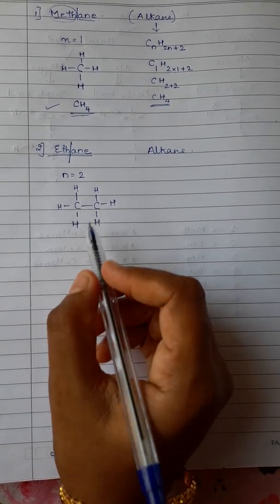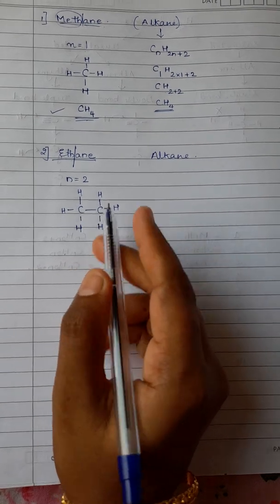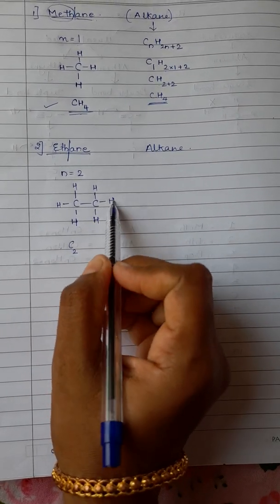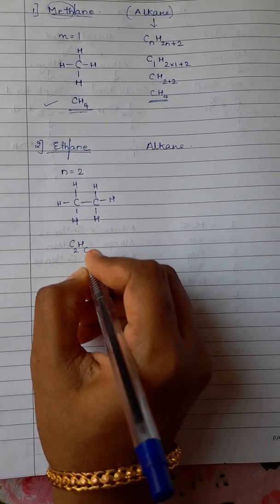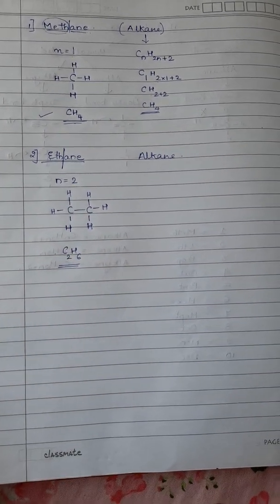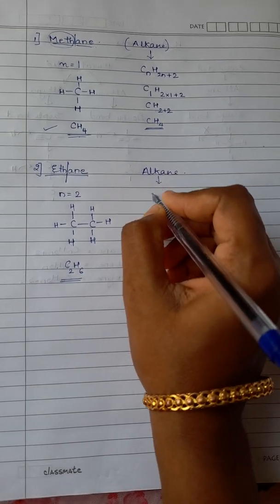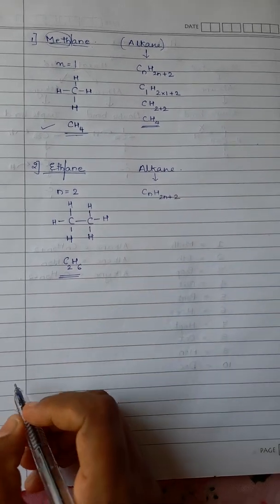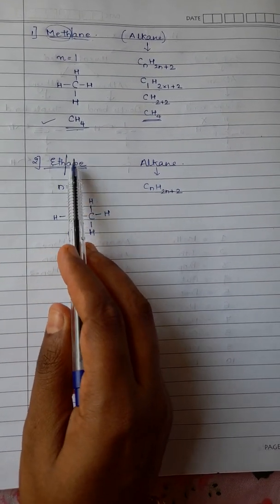Now for the formula, you have 2 carbons here, so you write C2, and for H, if you count, you have 1, 2, 3, 4, 5 and 6. So H is 6. So C2H6 is the formula you get for ethane. Let us just check if this is correct. We have the formula of alkane, CnH2n plus 2. Wherever n is there, we'll substitute the value of 2 because you're talking about ETH.